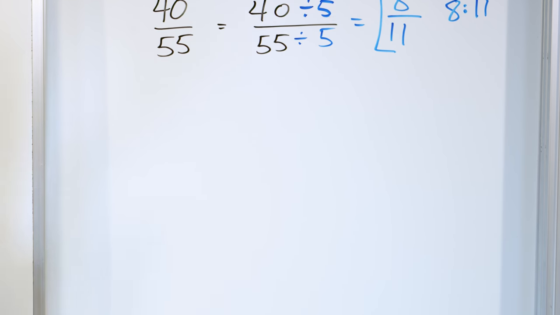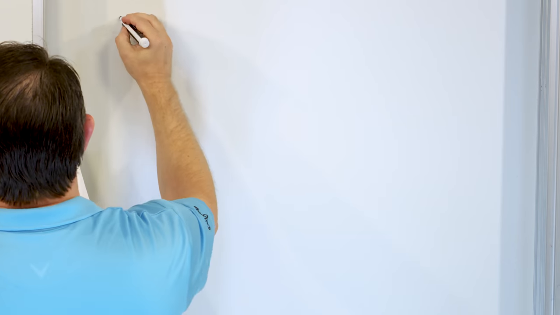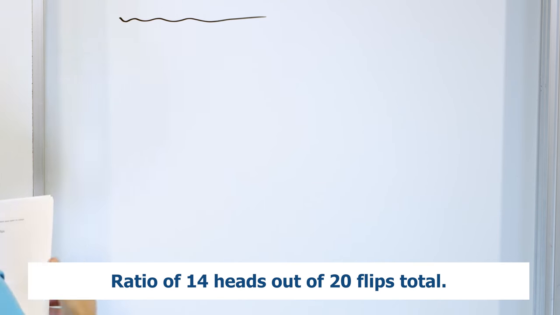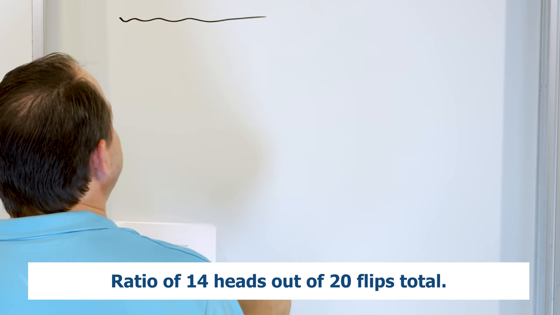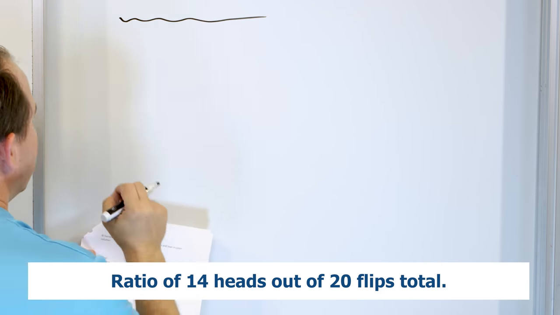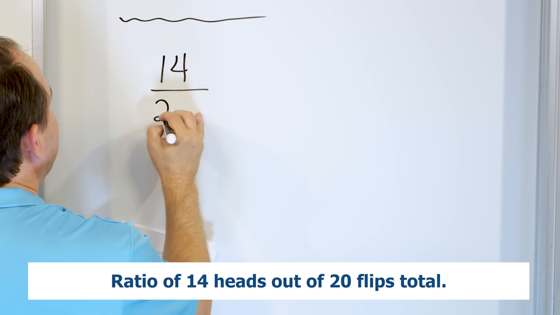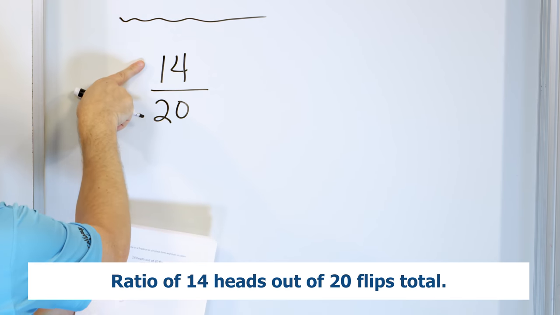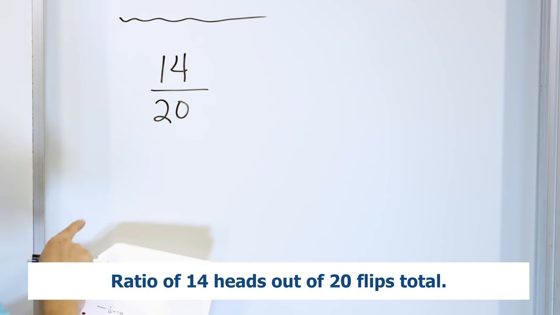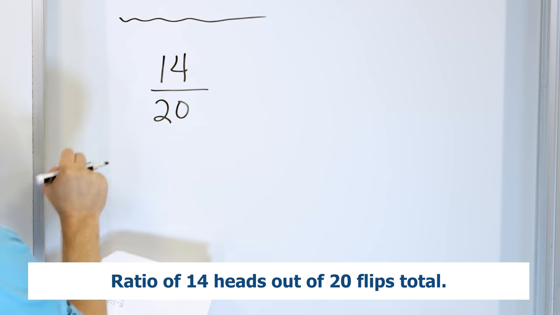All right, only one more. Let's say that I'm doing heads and tails, flips of a coin. I get 14 heads out of 20 flips. 14 heads, that's what I have to begin with, out of 20 whole flips. So the ratio of heads that I get in the coin to total number of flips is 14 out of 20. 14 heads, 20 flips.